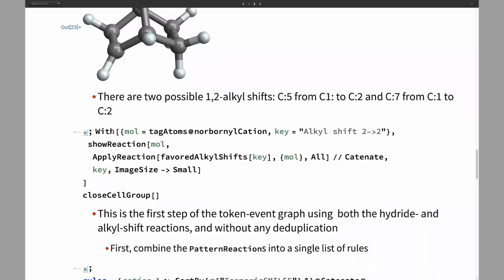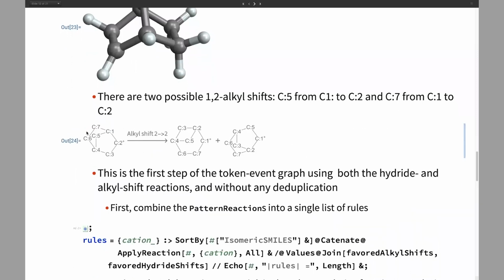So when we do this, because there are 2 possible ways we can do it, and we've asked ApplyReaction to do all possible ways, we end up with the two different products. One of them, the shift of this one underneath, did not change the overall shape of the molecule, but if you follow the labels, you'll see that things have actually rearranged.